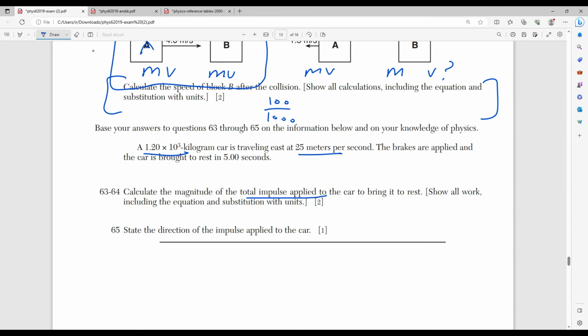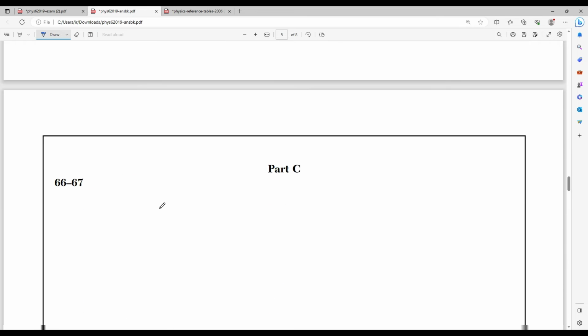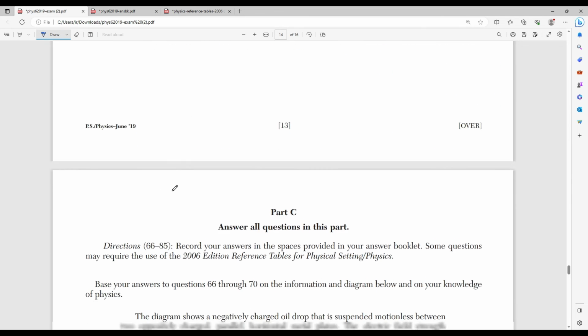And number 65 says, state the direction of the impulse. Well, 25 meters per second, which is a positive value, means that it's traveling to the east. A negative value, or a negative impulse, means that it's the opposite direction. So if we're traveling to the east, what's the opposite of east? It has to be west. So that's all.